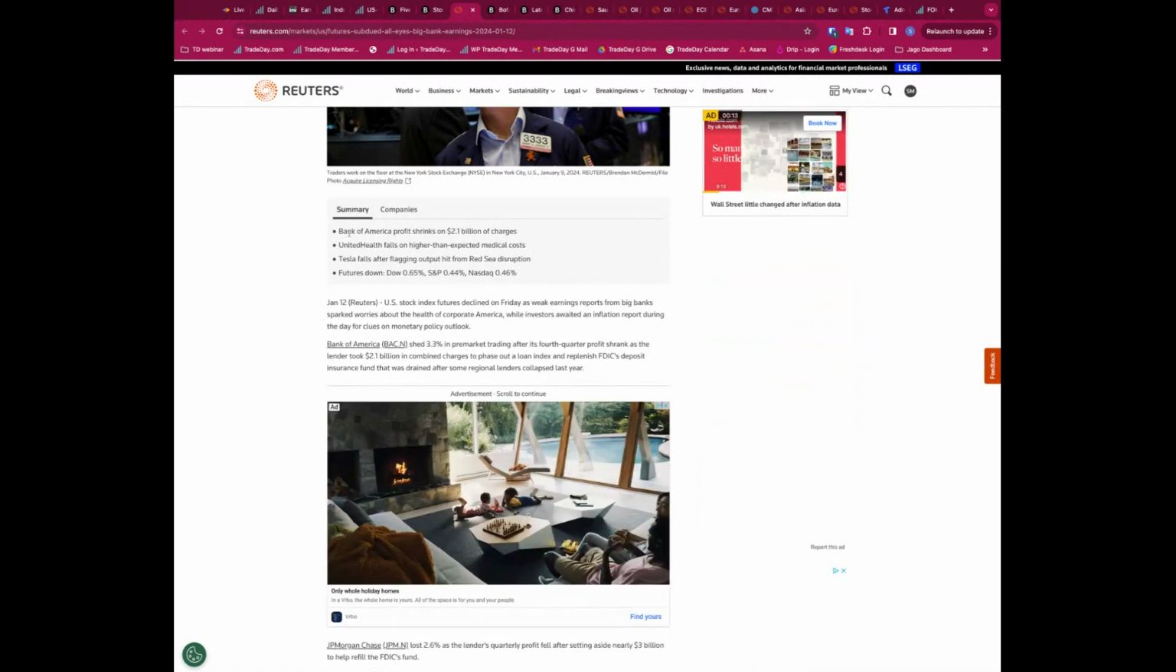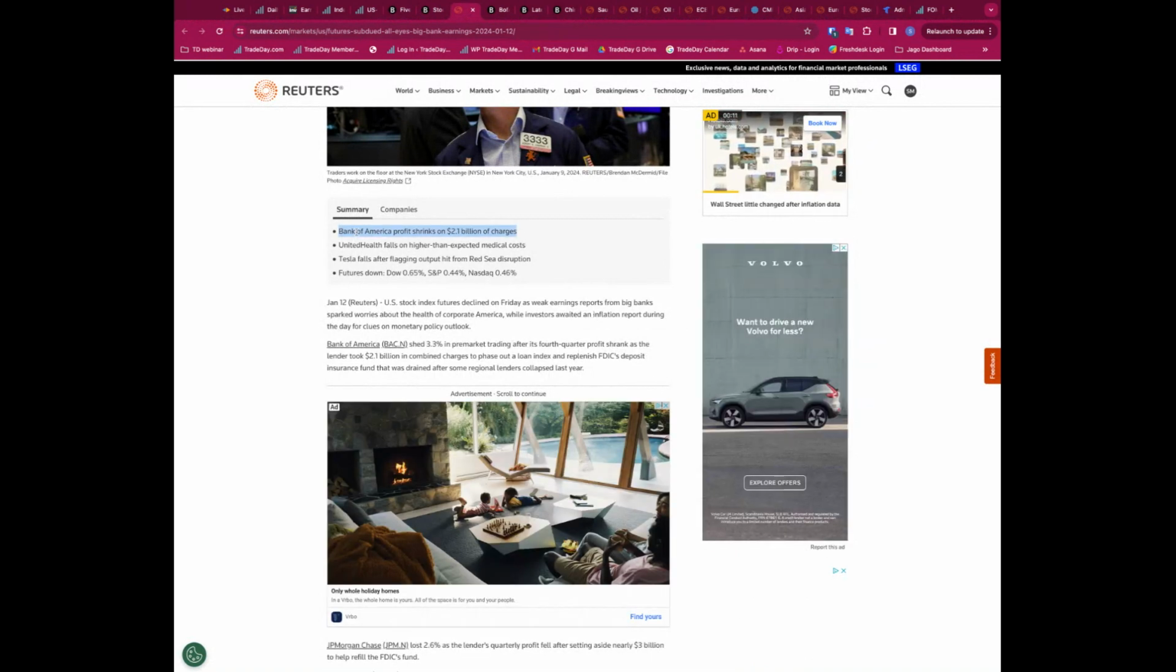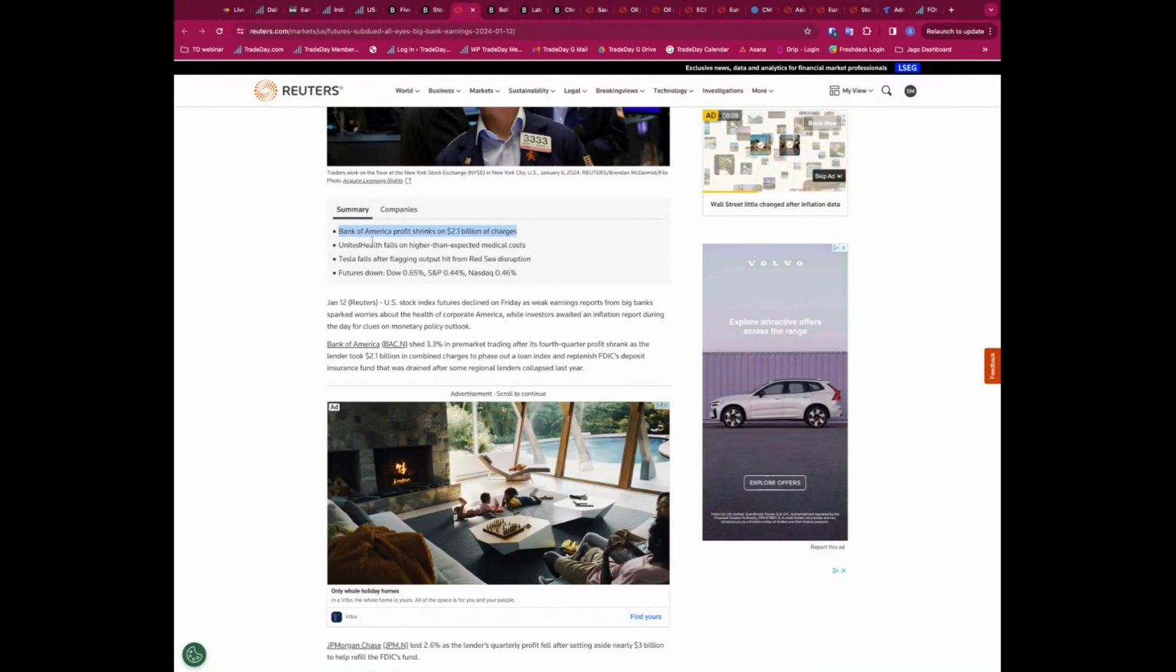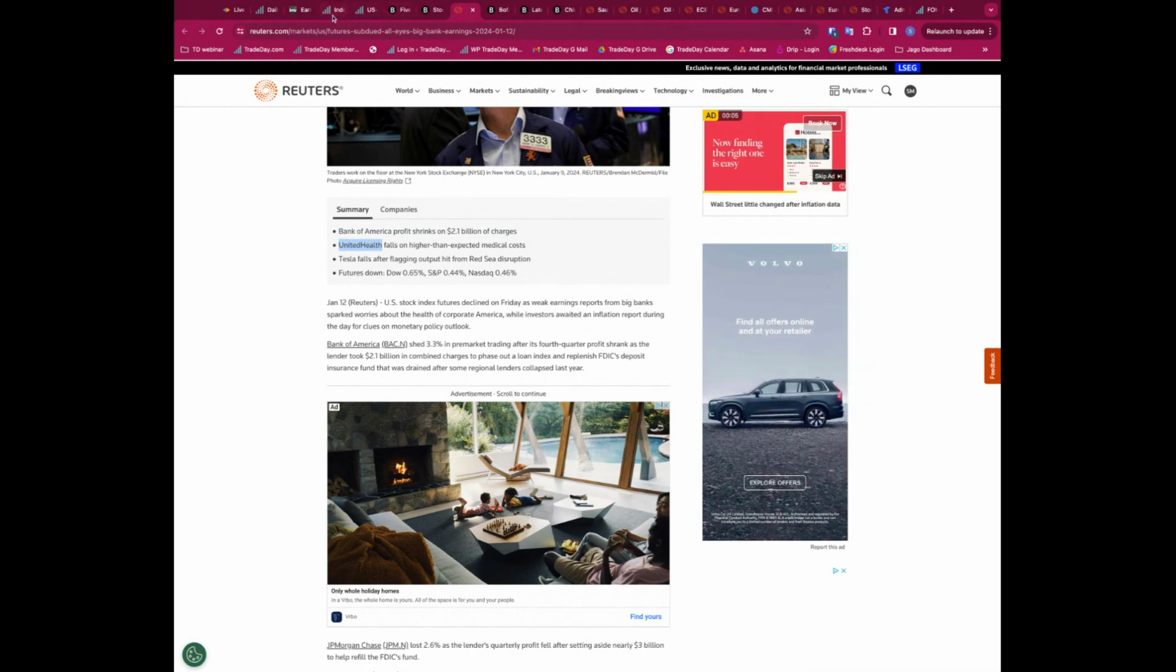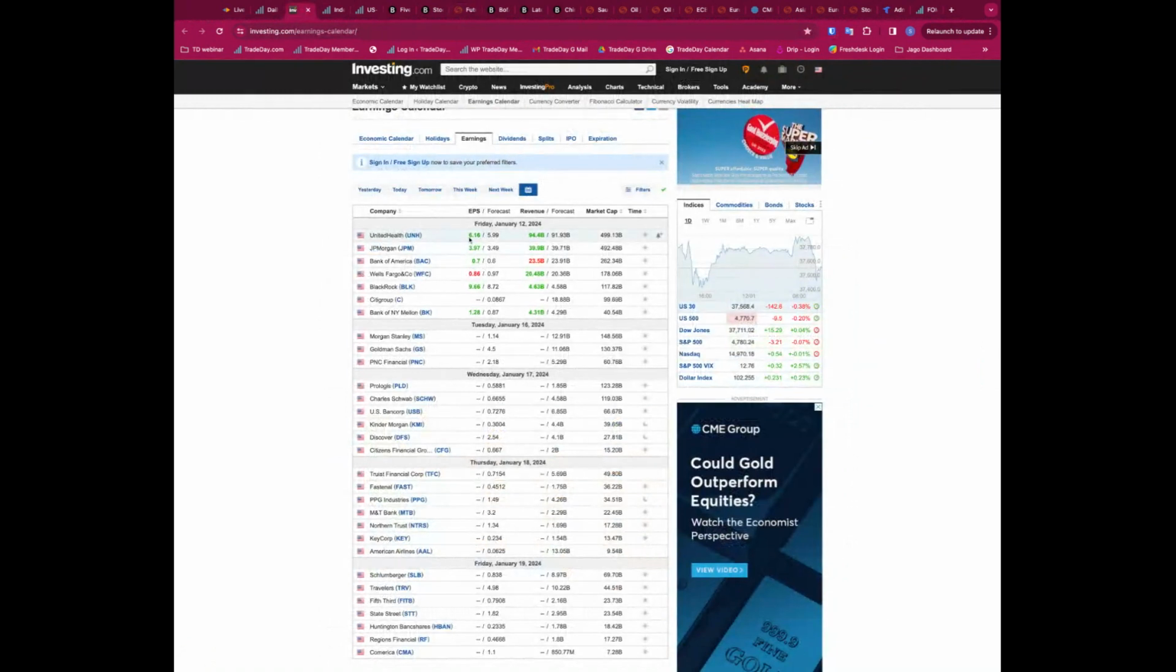And also, if we go and look at Reuters, they're covering the same thing. You look, Bank of America profit shrinks on 2.1 billion of charges. United Health also falls on higher than expected medical costs. So you look at the headline data in United Health, if I jump back to the earnings calendar, it looks green and green, but it's the data behind the data that's causing United Health to react more negatively.